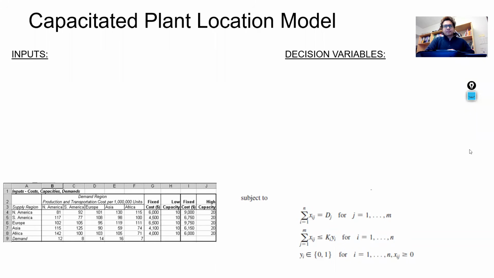Hello everyone. So in this lecture, I'm going to explain the capacitated plant location model. First, I will briefly go through the setup of the model, the information we need, the decision variable, and then the formation of the equations. And then we're going to solve it in Excel, right?